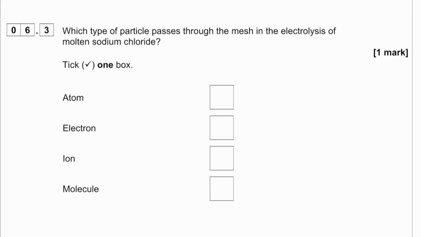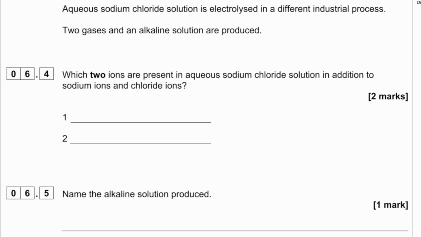6.3, which type of particle passes through the mesh in the electrolysis of the molten sodium chloride? In this case, you should know that the thing that actually moves across to each of the electrodes is the ions themselves. So you have the Na+ ion and the Cl- ion, and that's what's actually moving around.